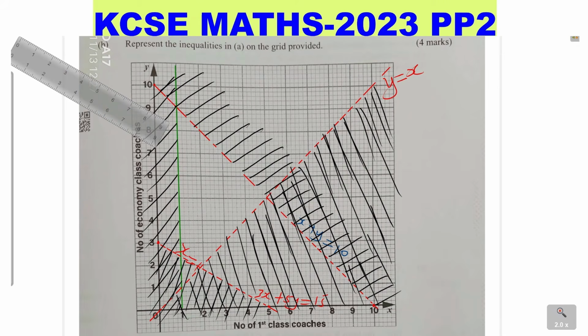Now, after doing that, you can see we are remaining with an unshaded region. This is the unshaded region here, and that is called the required or the feasible region. That is how we do it. Let's go to the other part of the question now.